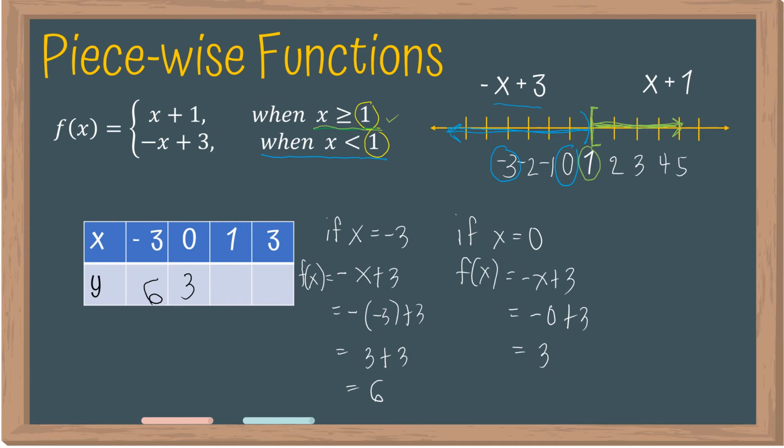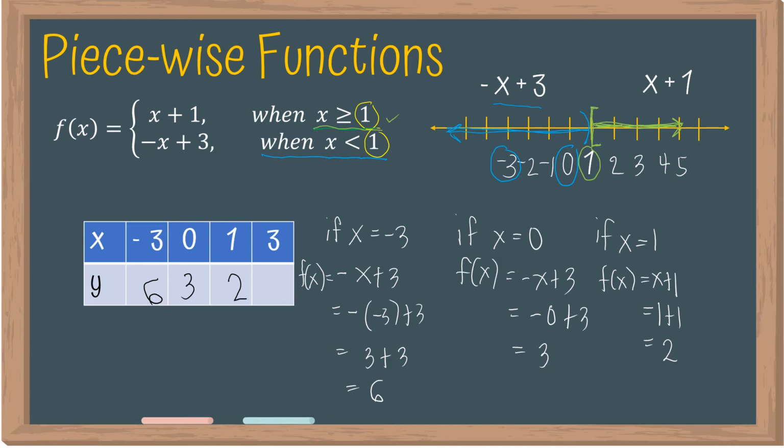So, for this particular value, if x is equal to 1, we will be using the first subfunction, which is f of x equal to x plus 1. Substituting our x value to our function, we will be having 1 plus 1, and that will give us 2. So, therefore, the value of our function at x is equal to 1 will be 2. Okay?